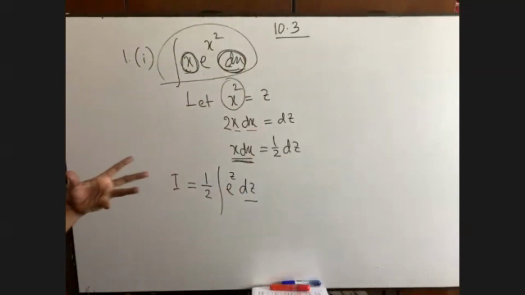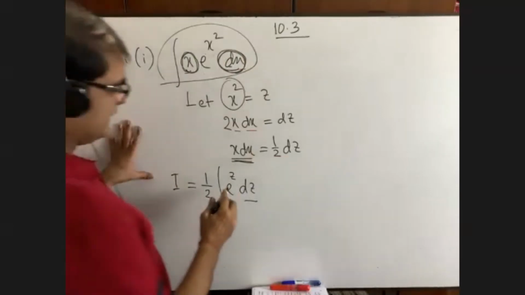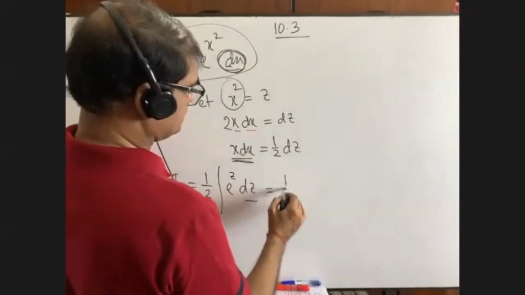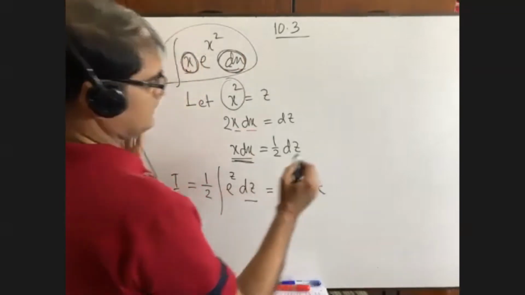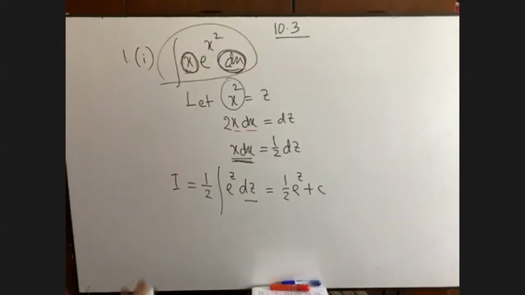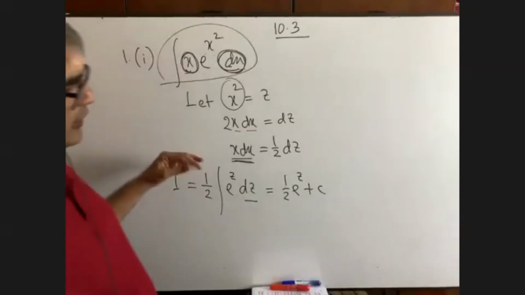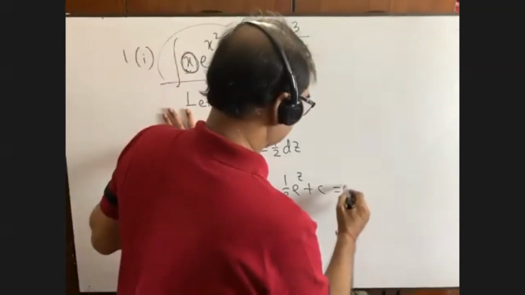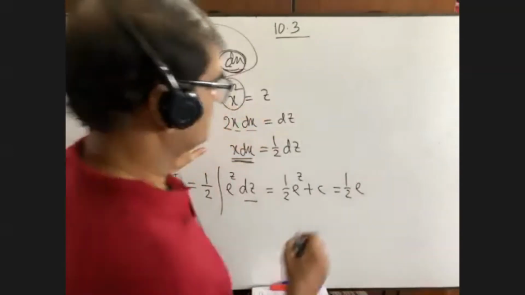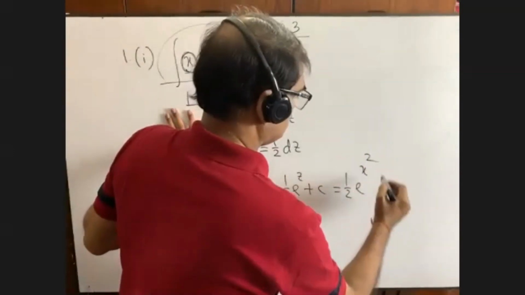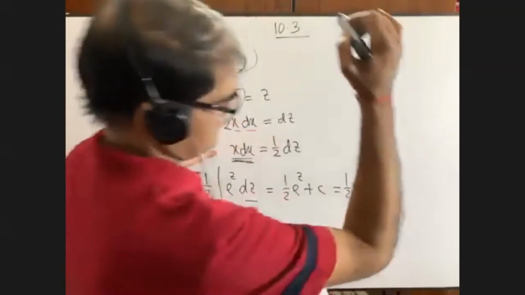Now you see, your math is done. The integration of e to the power z is what? e to the power z. Am I right? The integration of e to the power z is e to the power z, right? Now let me know what is the value of z now. The value of z is x square. And we are done here.